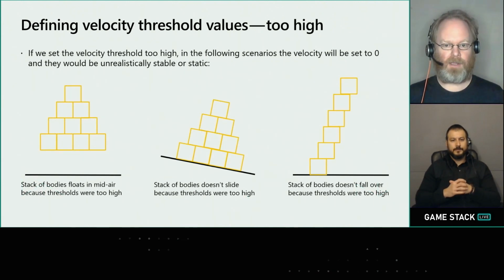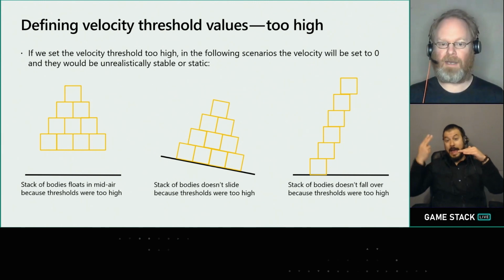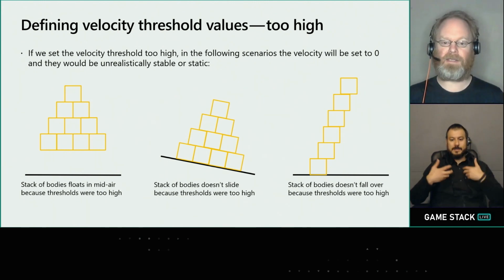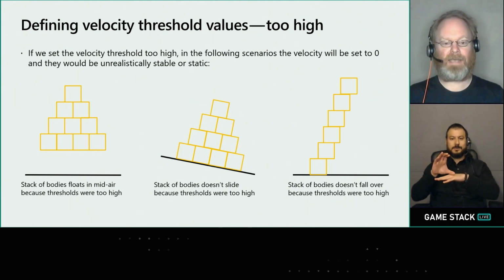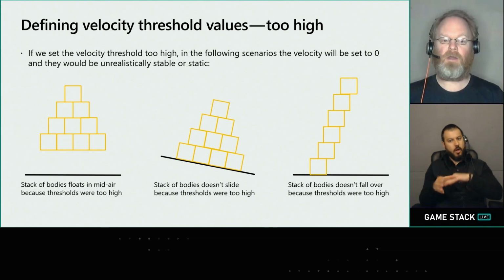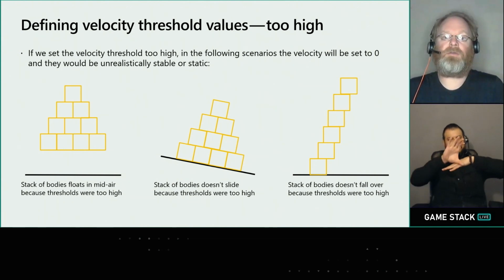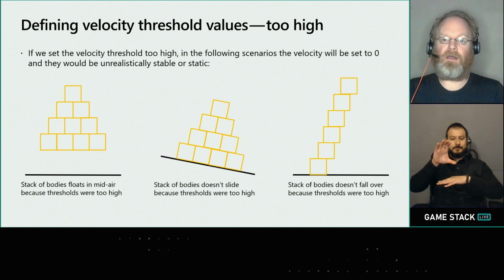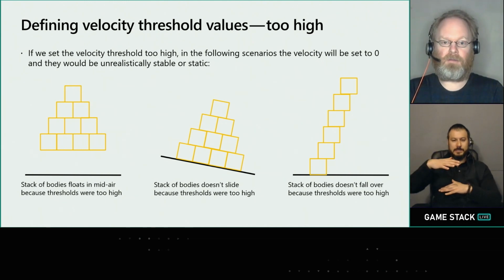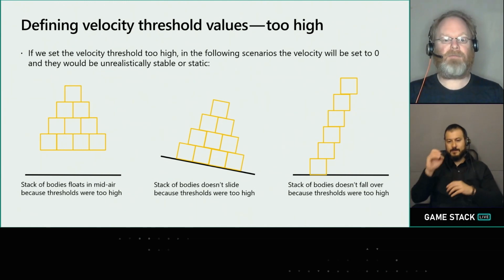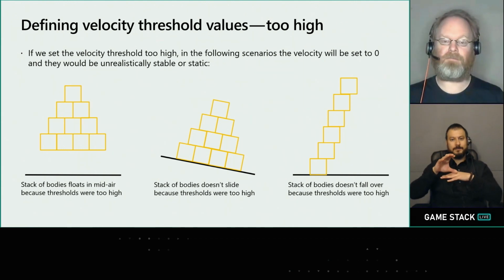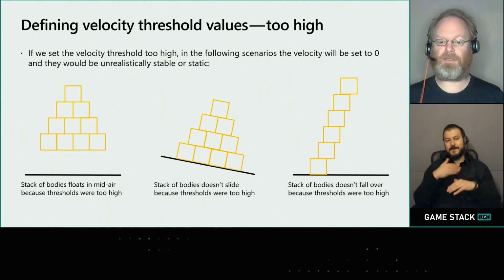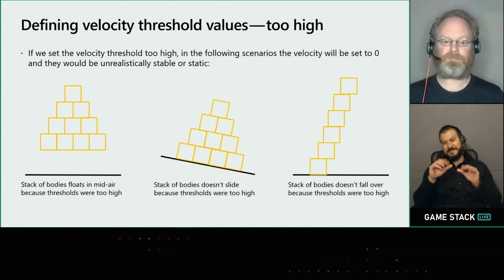If our threshold is too high, we're overly aggressively clipping, and we're going to lead again to more overly stable scenarios. Stacks that shouldn't stay upright, stacks that don't slide down slopes, or in the worst case, a stack that floats because gravity is applying a tiny velocity to make things fall from a zero velocity. That tiny velocity is added to the body, but then we clip that tiny velocity in our threshold calculation. So we end up with a floating stack. That's obviously not a good idea.